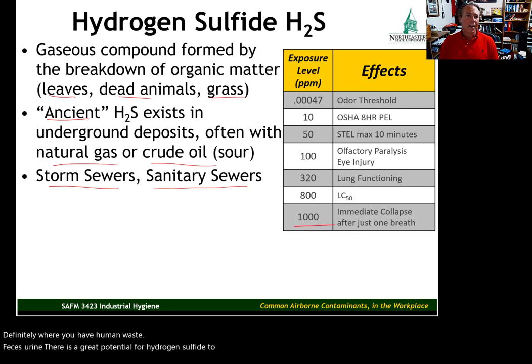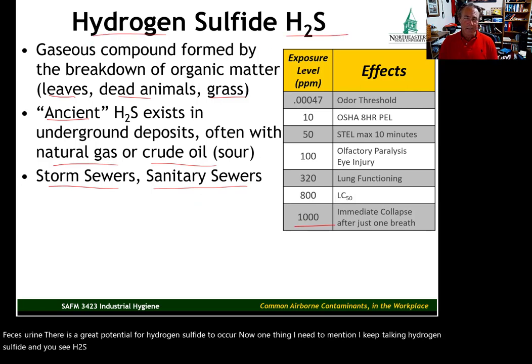Now, one thing I need to mention, I keep talking hydrogen sulfide and you see H2S here. H2S is the common abbreviation that you'll hear guys talk, H2S this, H2S that. They're talking about hydrogen sulfide.